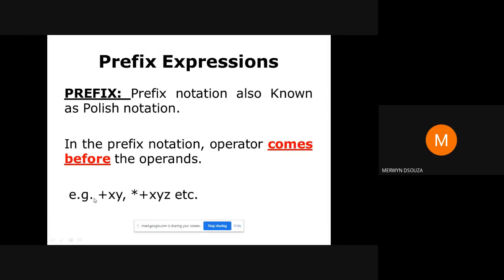So in a prefix, the operator comes before the operands. Again I'm repeating, every operator requires two operands to perform the operation, otherwise the operation cannot be performed. Later on, I will show you how to get this expression. We get it from the infix expression. I'll go to the next one.